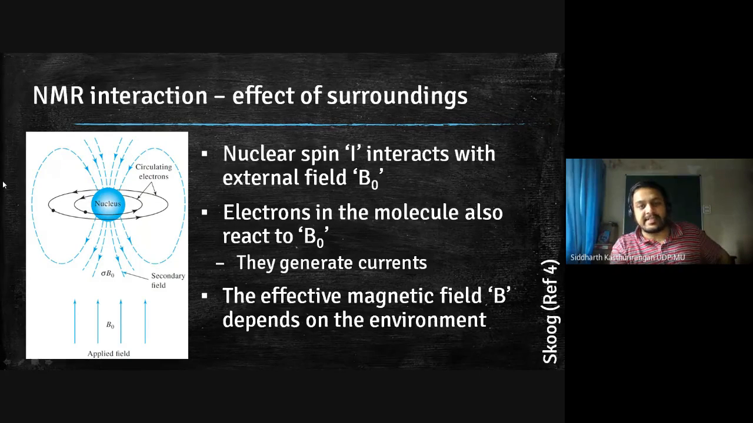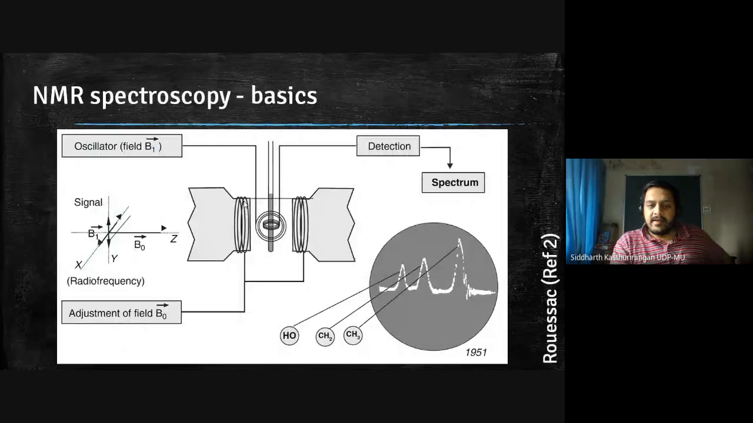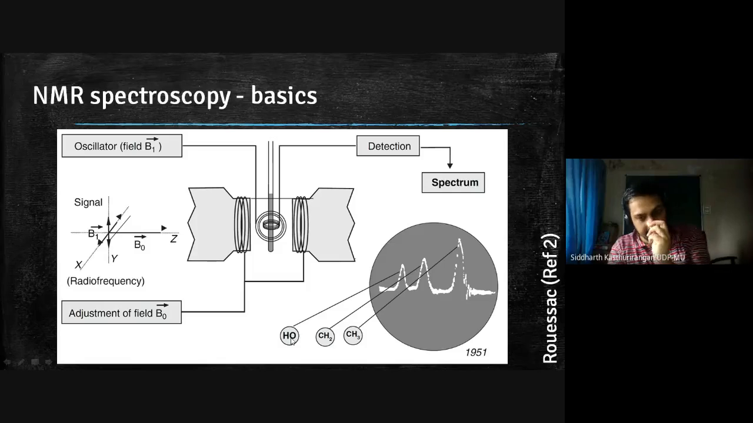What are the surroundings? Are there more electrons, fewer electrons, higher energy electrons, lower energy electrons? All these things come into the picture. So basically, in OH, there are two lone pairs of electrons on this oxygen. So the hydrogen which is attached to the oxygen experiences a different electron surrounding.